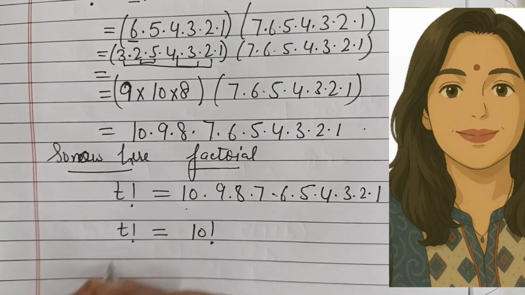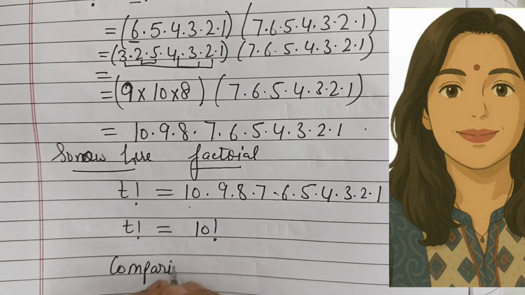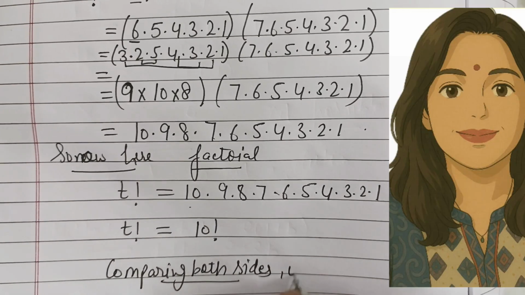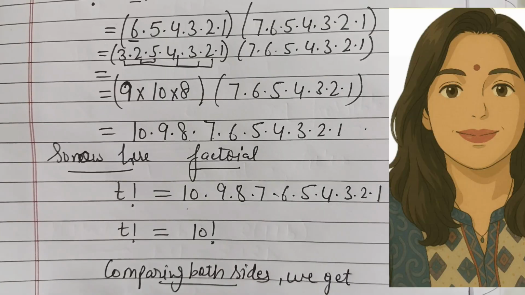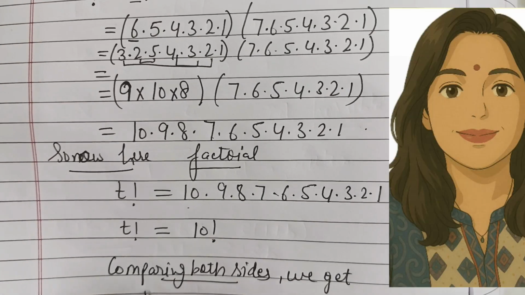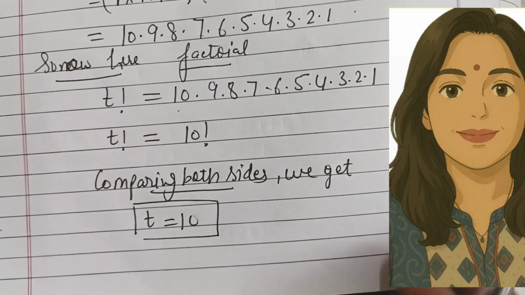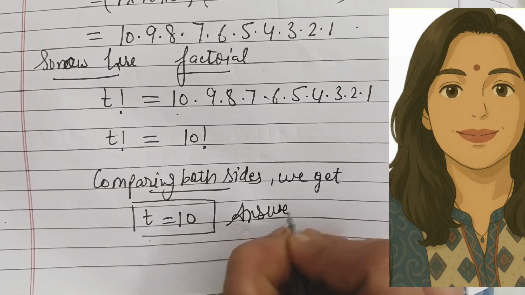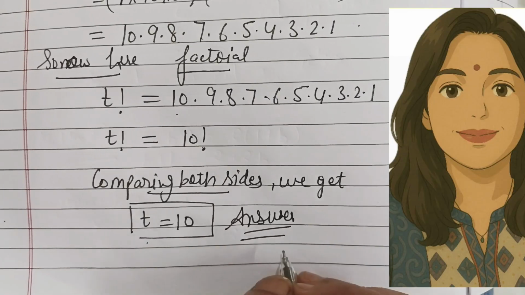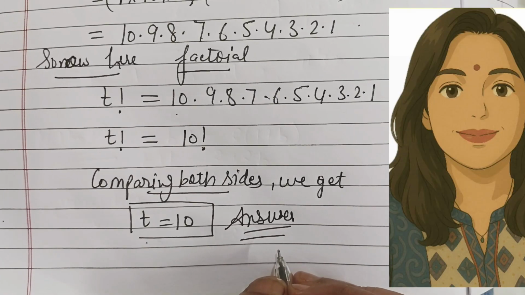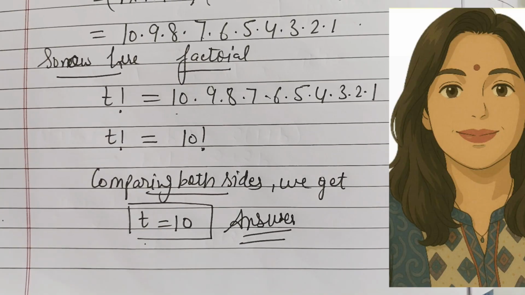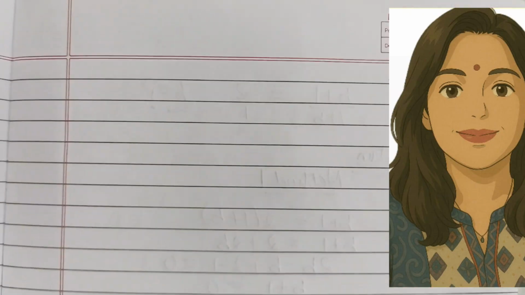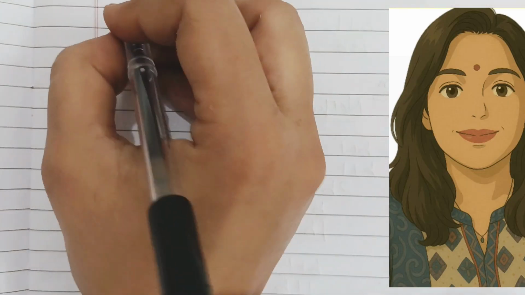Okay. Now comparing both sides, we will get t equals 10. So here this is our answer. t equals 10 is our answer. Now we have to verify whether it is the right answer or not, whether it satisfies our given condition or not. So let's start to verify.